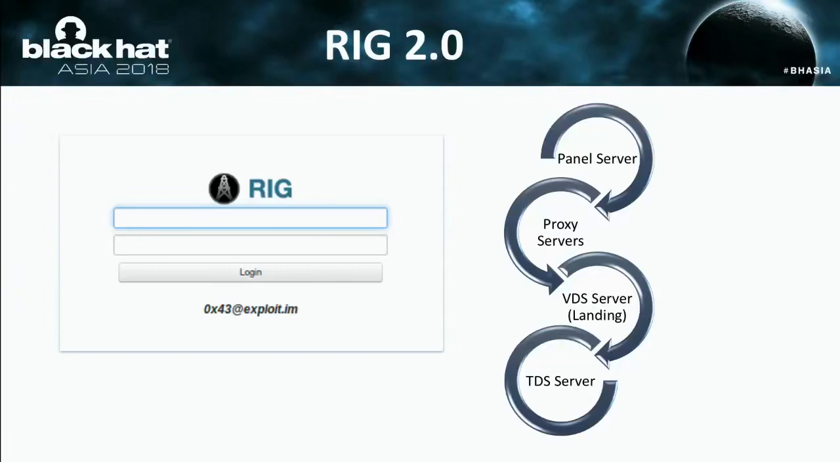server, the proxy server, and the third one is the VDS server, the virtual dedicated server, also called the landing server. And the fourth is the traffic direction system server. So these 4 different servers mainly work in the attack infrastructure of the RIG-2 exploit kit. By the way, the lab site in the figure is the login page to RIG-2 exploit kit.